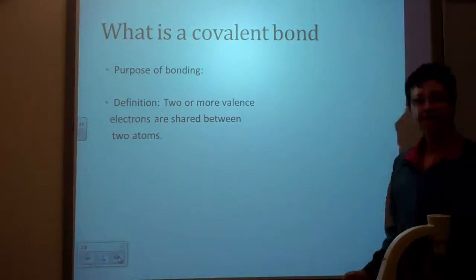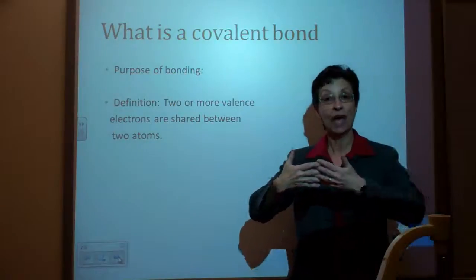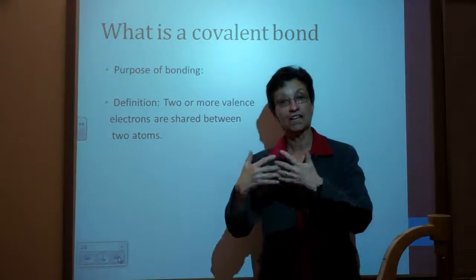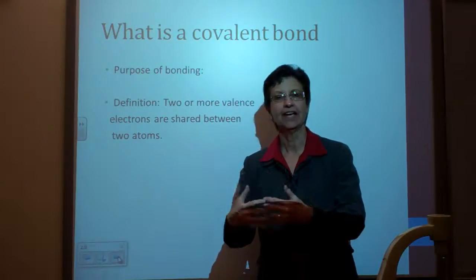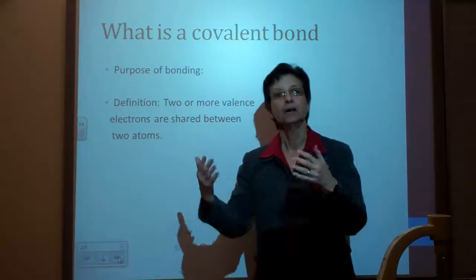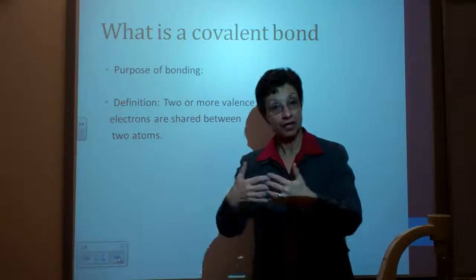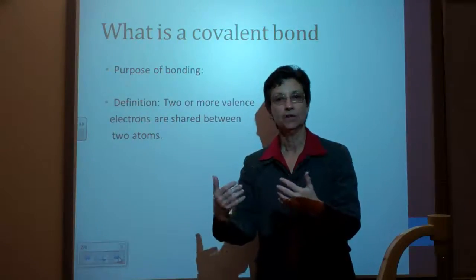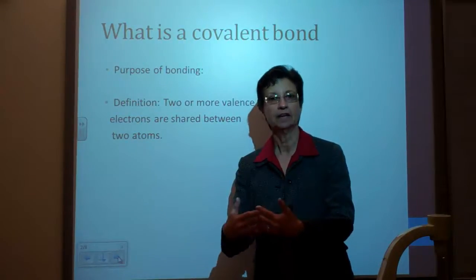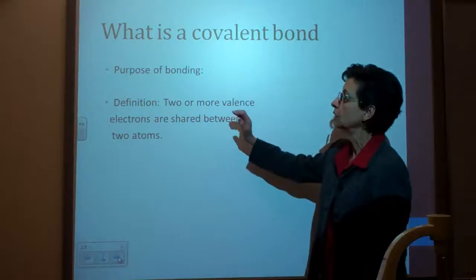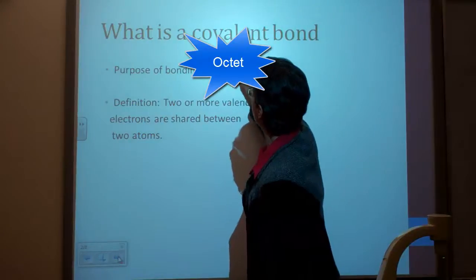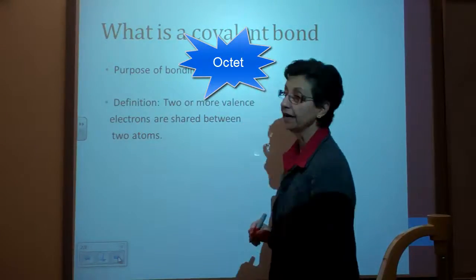A covalent bond is a bond between two atoms. The purpose of it is for each atom to achieve a noble gas configuration, just as for ionic bonding. But in covalent bonding, they are going to share those electrons in order to achieve a noble gas configuration. So what is the purpose for bonding? It is to obtain an octet or a duet.